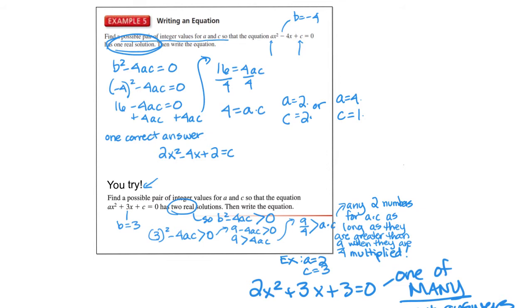So there you go, guys, down here. Because it's two real solutions, we know that the discriminant needs to be greater than 0. So this one's a little bit different because I used a greater than sign instead of the equal sign, but everything else is the same. And I get to a point where I just need to pick two numbers that when I multiply them together, they're greater than 9 over 4. So I picked 2 and 3, because 2 times 3 is 6, and that's clearly greater than 9 over 4. And then I wrote my equation with a 2 in for the a and a 3 in for the c.